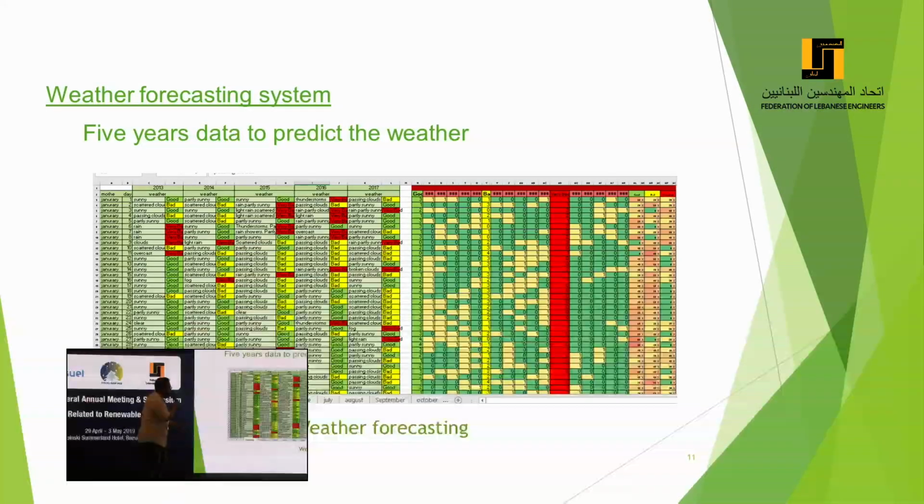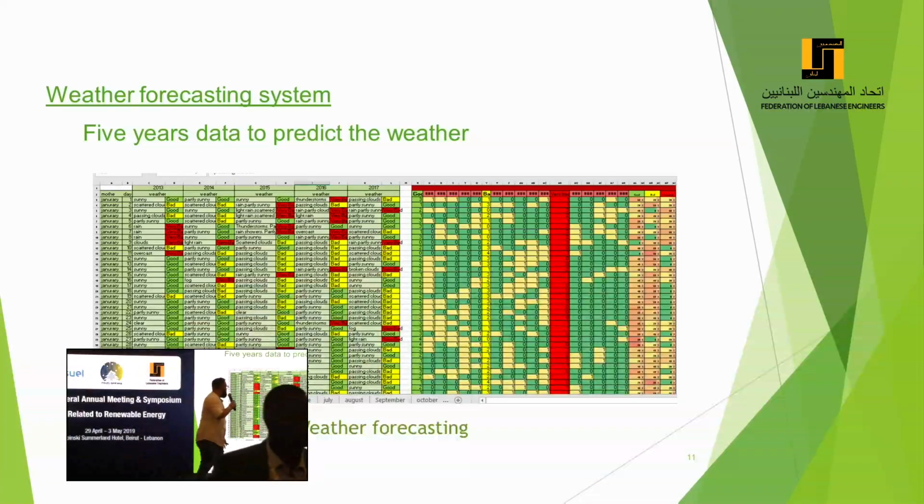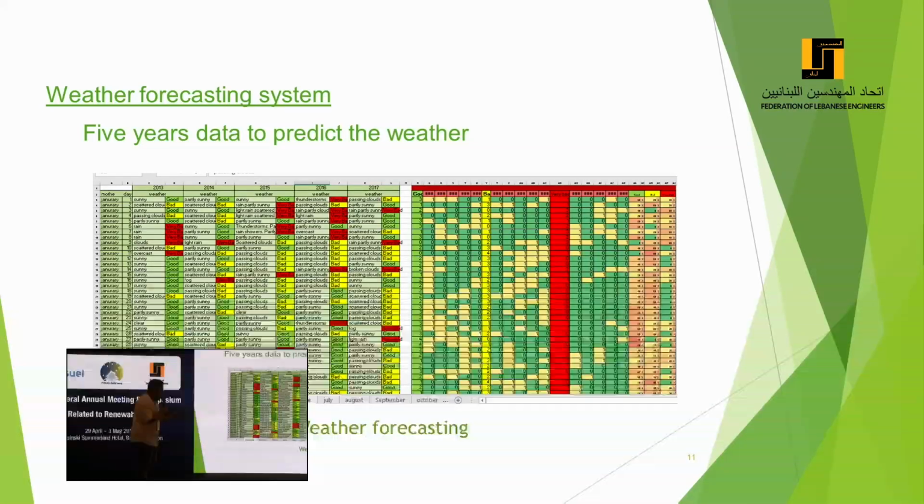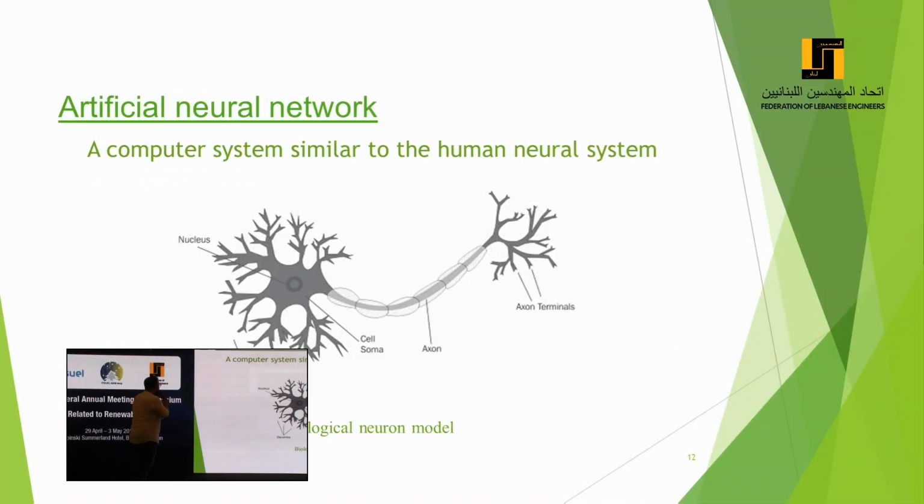We have to work on the neural network. We have a system to predict the weather because we need to use this system without internet, in any place. We have big data from 5 years of weather in Lebanon to predict the weather. This data we use in the artificial intelligence neural network, a computer system similar to the human neural system, to make decisions.